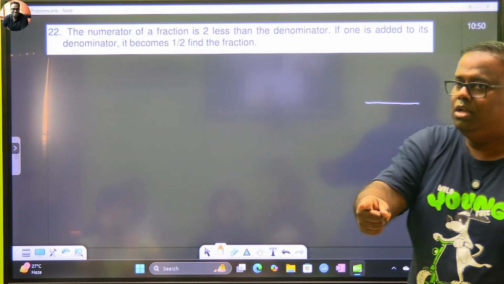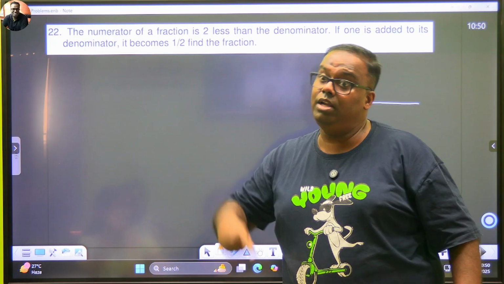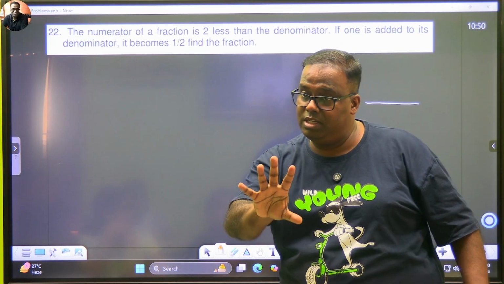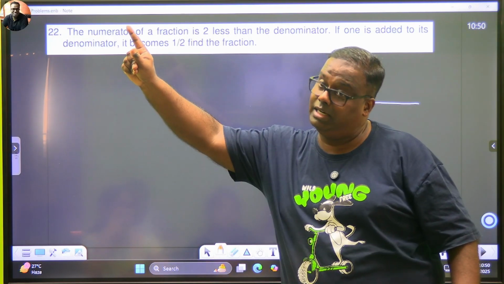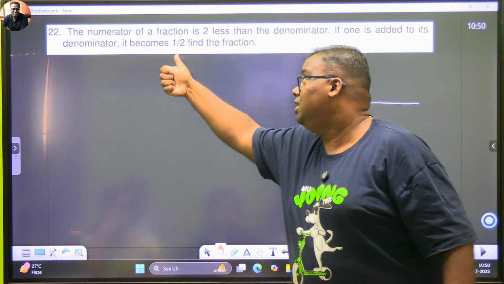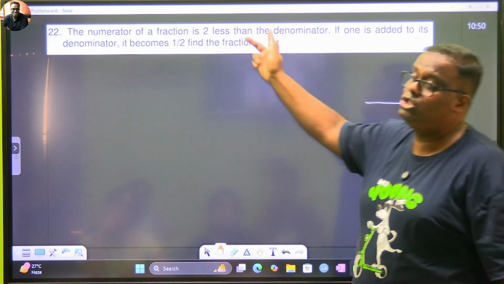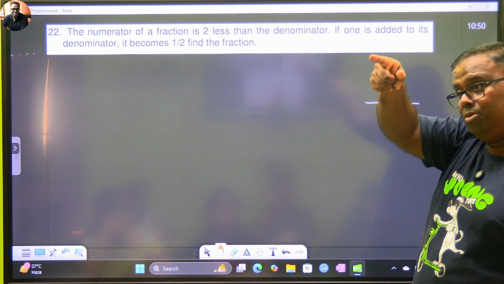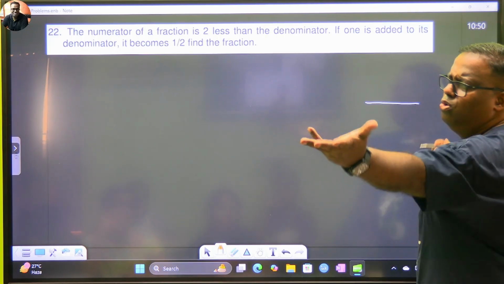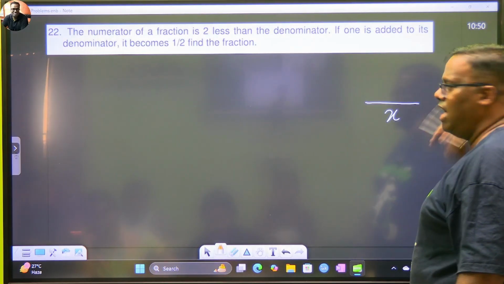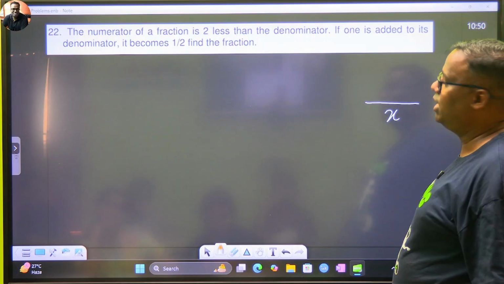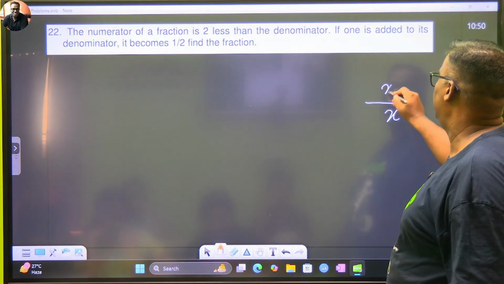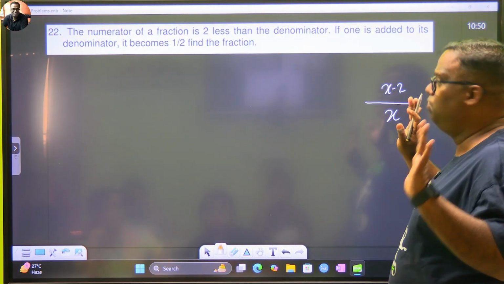This girl is more friendlier than that girl. So in order to understand her friendliness, first we need that girl. The numerator of a fraction is 2 less than the denominator. Hold the first denominator. I don't know who the denominator is, so it is x, and the numerator of the fraction is 2 less. Very good. x minus 2. At least my fraction has been formed.